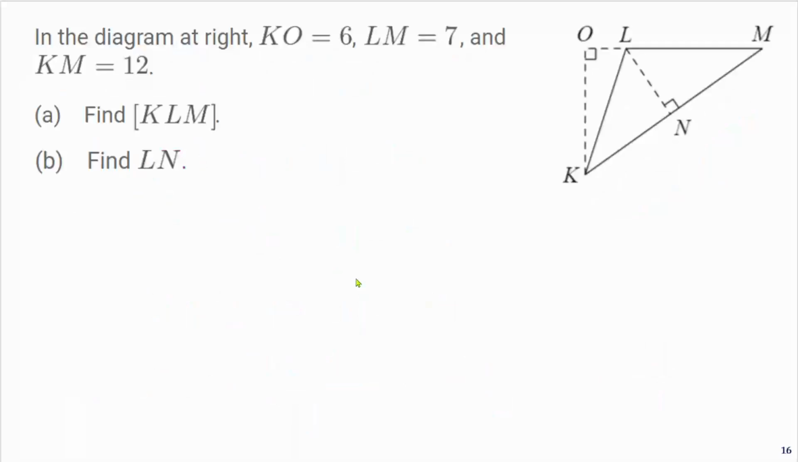In the diagram on the right, KO equals 6. Also, KO is perpendicular to OM. LM equals 7. And KM equals 12. Can you find the area of triangle KLM and find the length of LN?